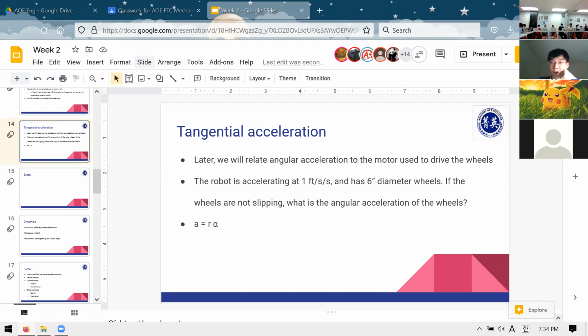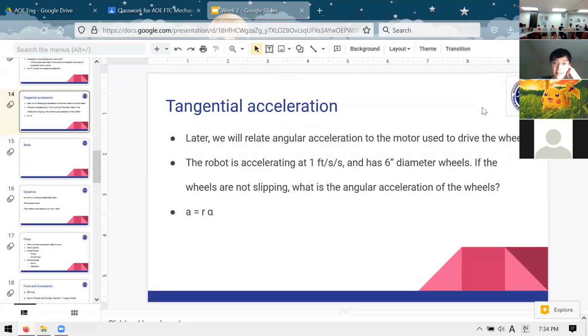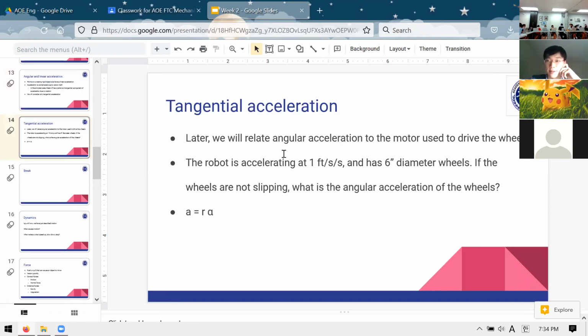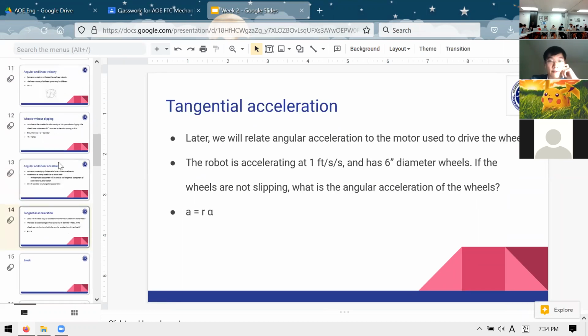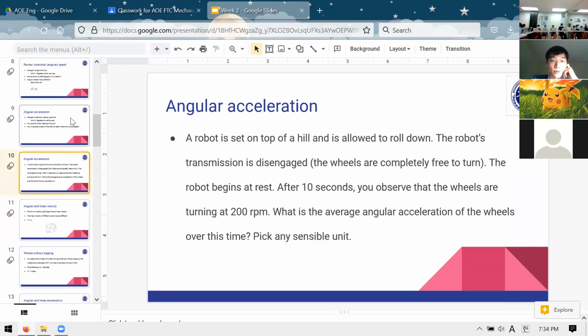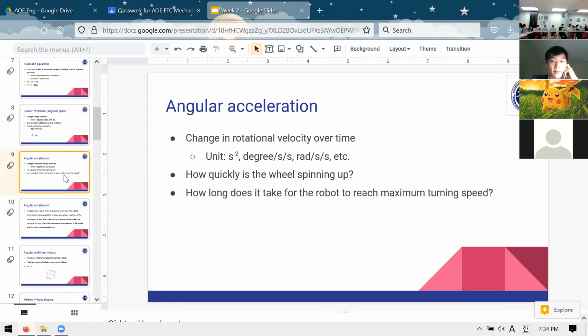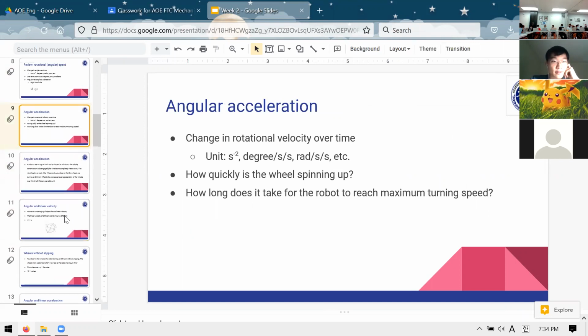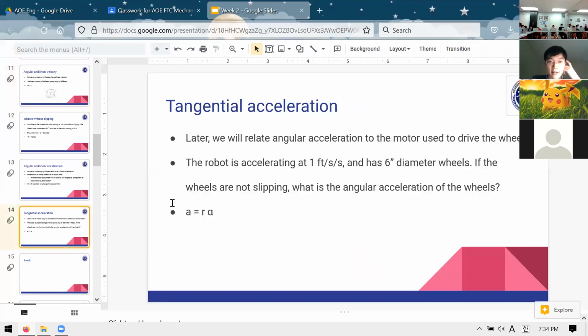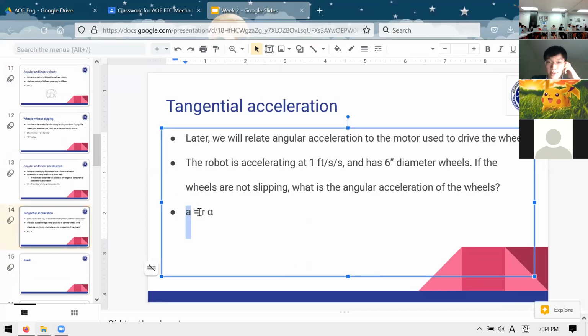All right, welcome back. One thing I realized I did not say, which may have been helpful, is that in terms of tangential acceleration, we have a relationship analogous to v equals r omega. Similarly, the tangential acceleration a is equal to r times alpha, where alpha is the angular acceleration.